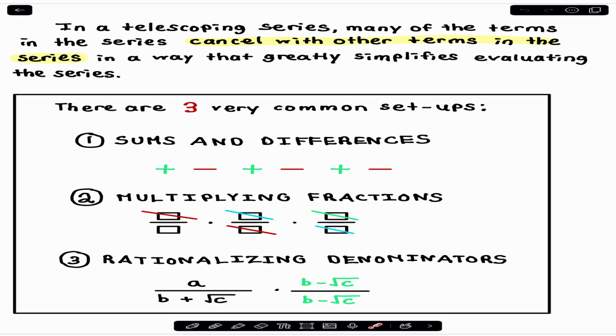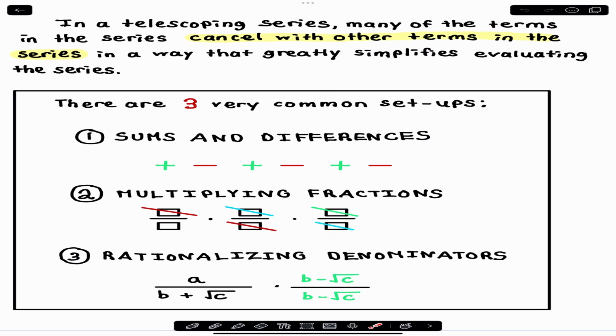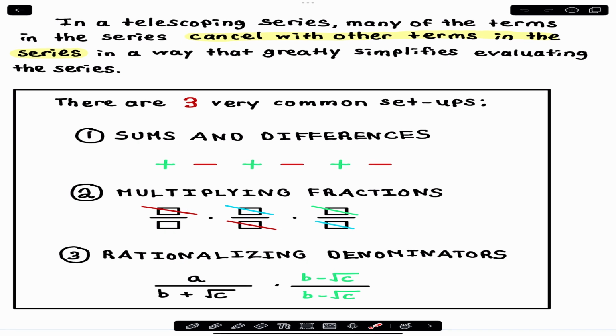And this sounds very vague right now, I understand. You're going to get a much better idea of what it's like in the problems that follow, but for now, I want us to just focus on 3 very common setups for a telescoping series.